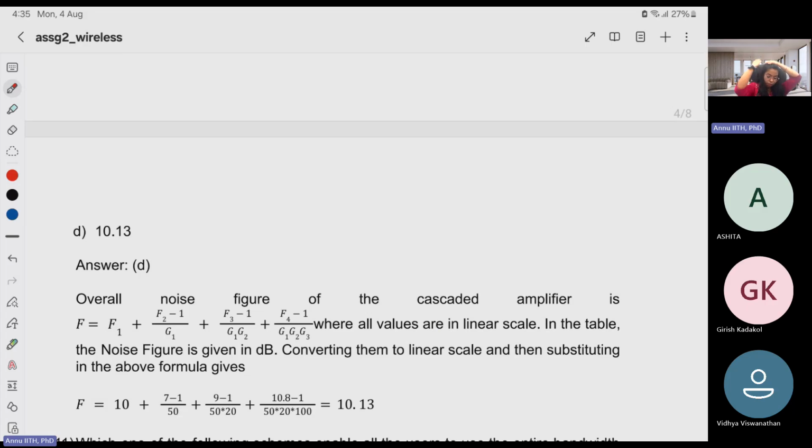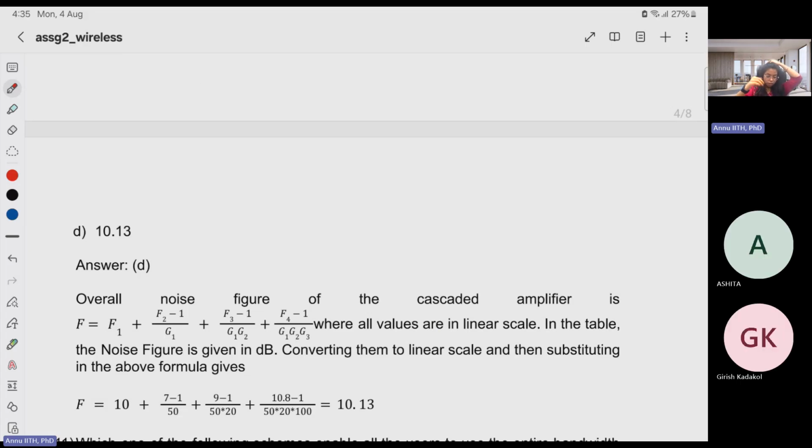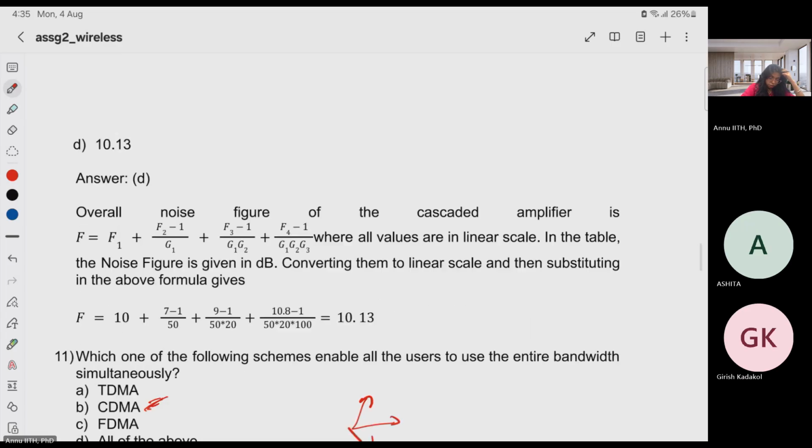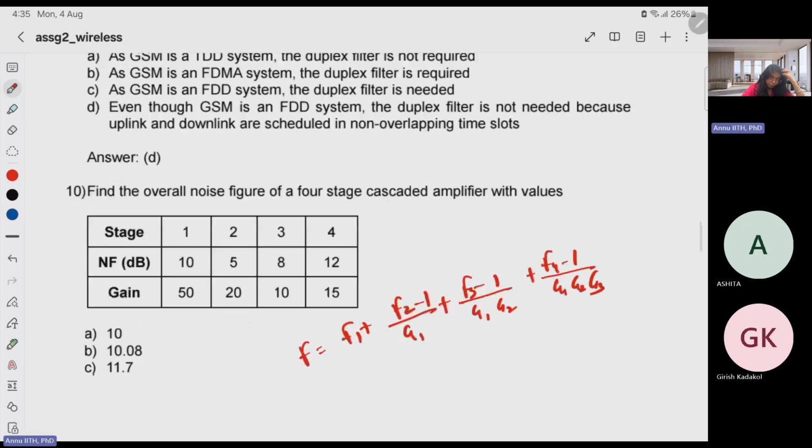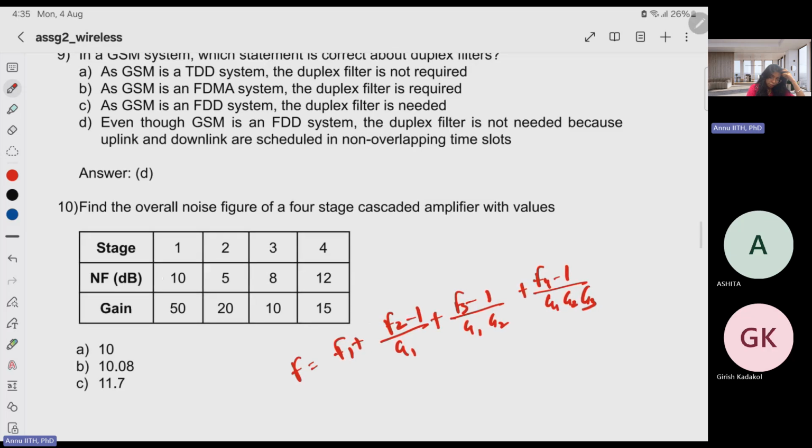where all values are in linear scales. In a table, it is in dB. You have to convert first from dB to linear, and then you have to put in the values. So it's 10.13.